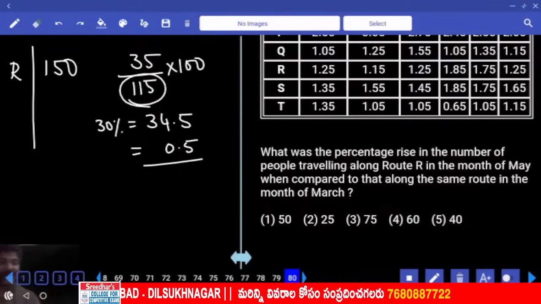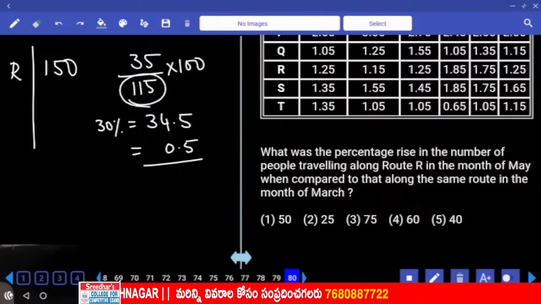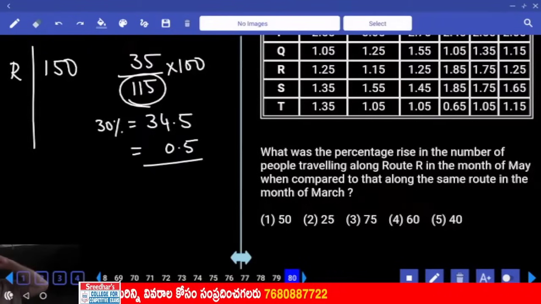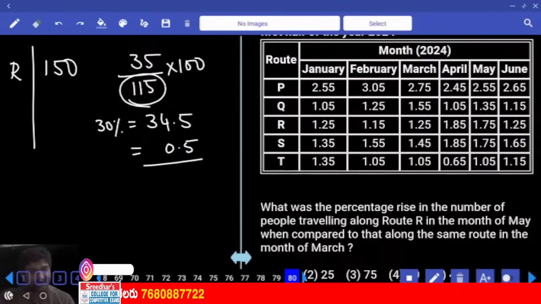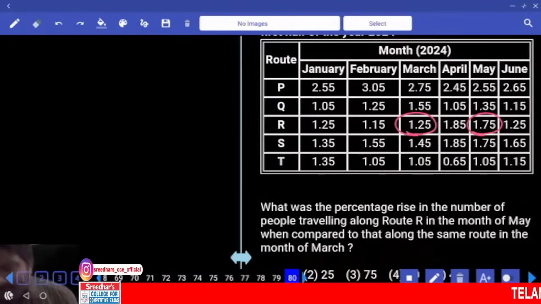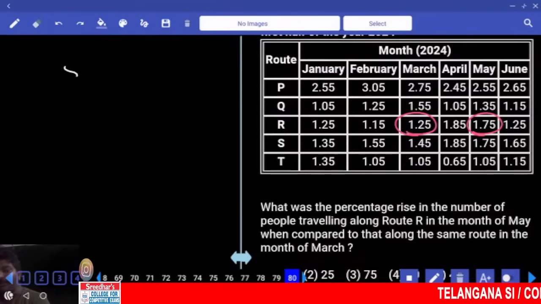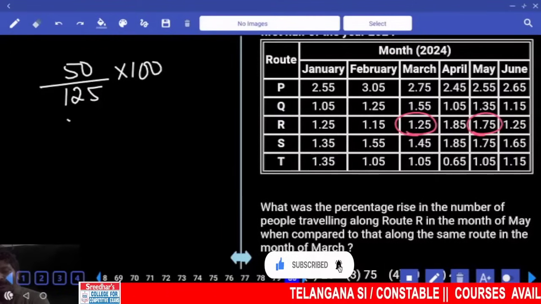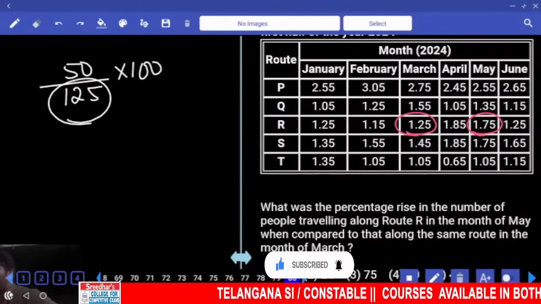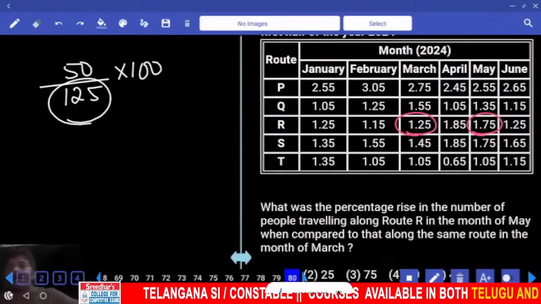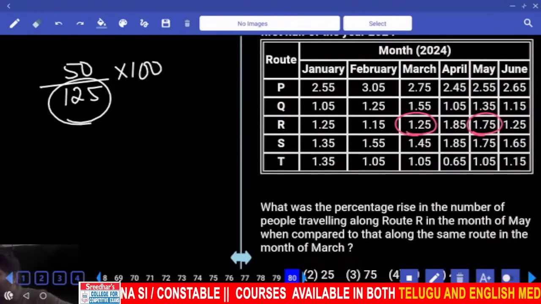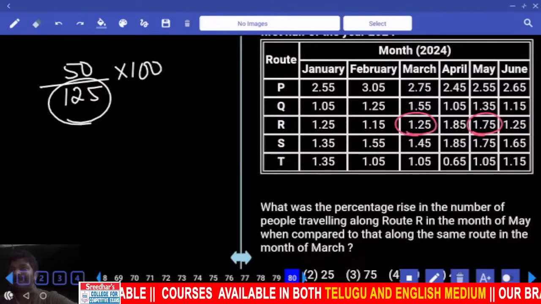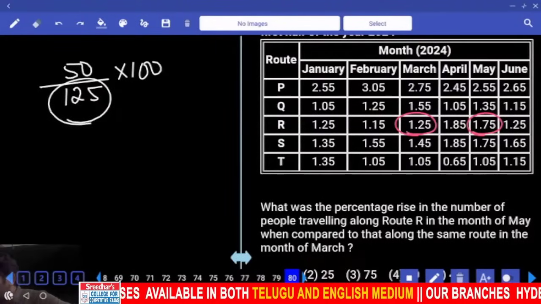What was the percentage rise in the number of people traveling along route R in the month of May when compared to that along the same route in the month of March? March to May comparison. 125 becomes 175. Increased by 50, percentage increase is increase over original into 100 only. What is 10% of the denominator? Double. Got our numerator. By taking 10%, double. What do you mean by it? 40%.